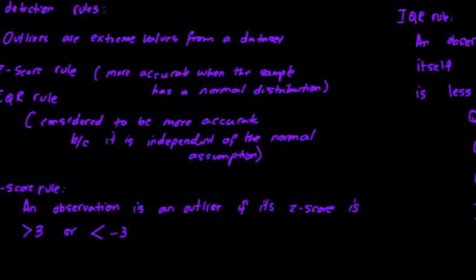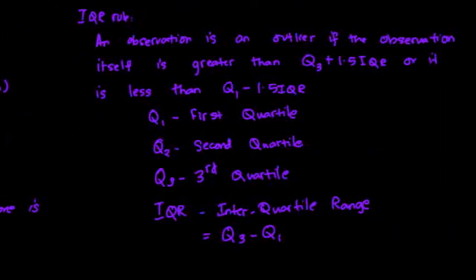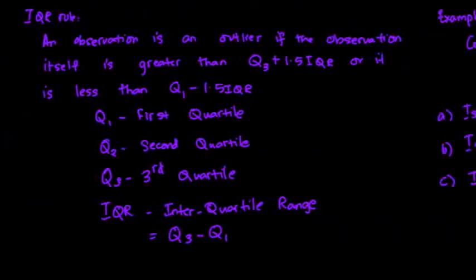And to summarize, the z-score rule states that an observation is an outlier if its z-score is greater than 3 or less than -3, while the IQR rule states that an observation is an outlier if the observation itself is greater than Q3, which is the third quartile, plus 1.5 times the IQR, or the observation is less than Q1 minus 1.5 times the IQR.